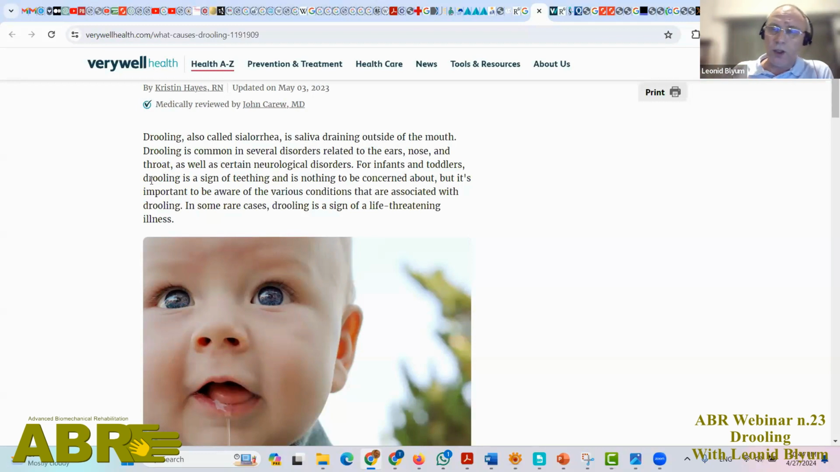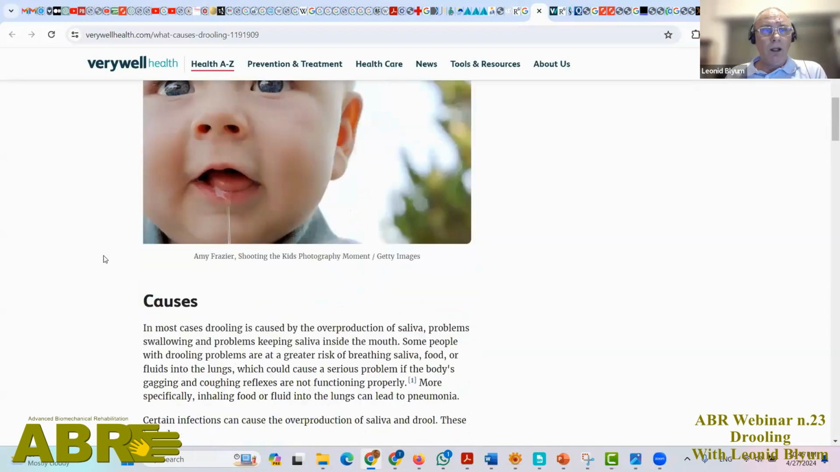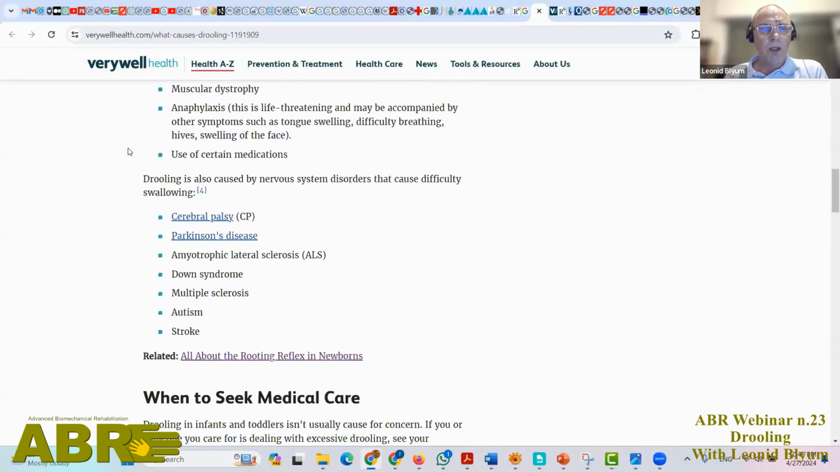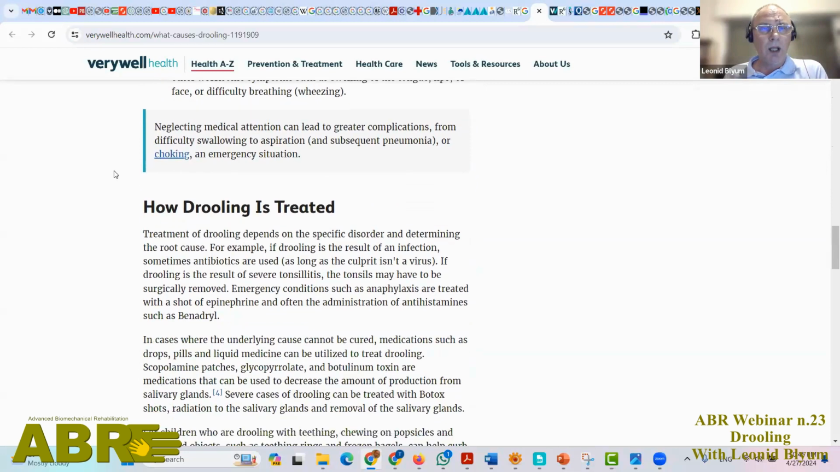So right away, we understood there. Drooling is normal for all the children. It's part of the development. Young children. And here, ear, nose, and throat specialists. So you see, that's the way where the majority of cases are coming, and that's where the whole sequence is getting through. And in most cases, drooling is caused by overproduction of saliva, problems swallowing, and problems keeping saliva inside the mouth. And some people are at a greater risk of getting saliva, food, and fluids into their lungs, which can cause a serious problem. When to seek medical care. How drooling is treated.